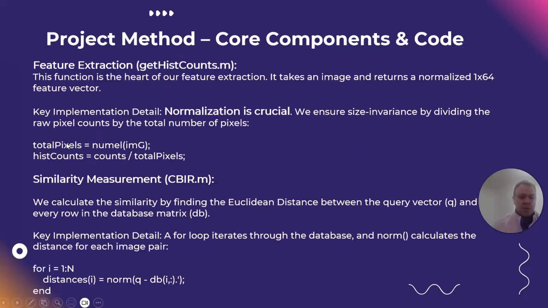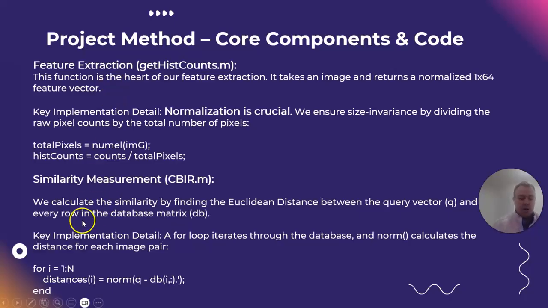So yeah, we just had the total pixels. We divided everything by the total pixels, and this helps with normalization, which I can't stress enough how important. Similarity measurements, CBIR.M: we calculate similarity by finding the Euclidean distance between the query vector and every row in the column. That's how we're making the comparison, by the Euclidean distance.